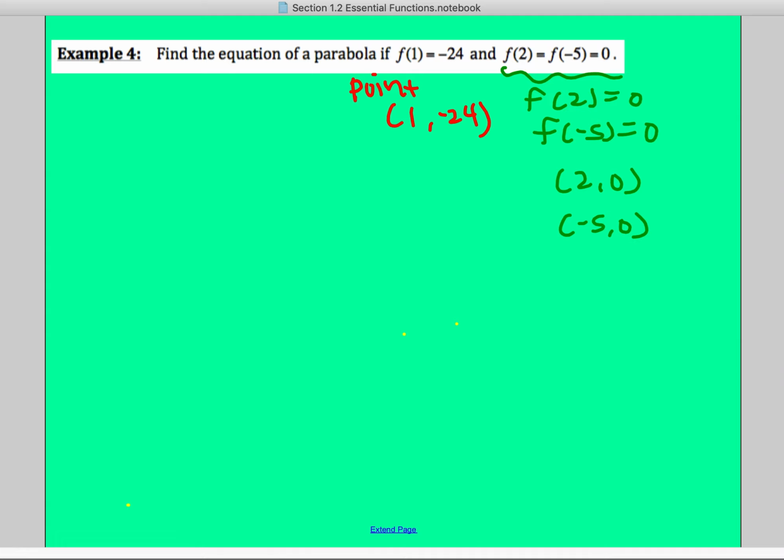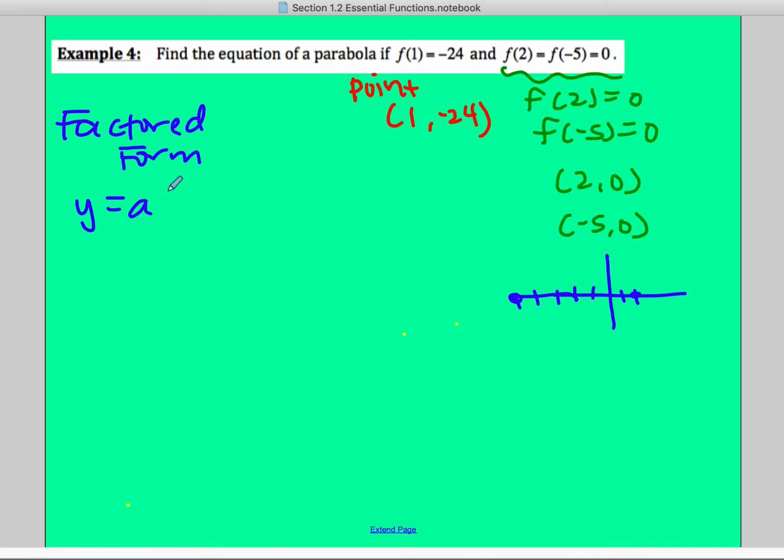Okay, so those zeros are your x-intercepts. These two ordered pairs are actually our x-intercepts. If I plot 2, 0, we're here, and negative 5, 0, all the way over here, those are my x-intercepts, or my zeros. So I'm going to use factored form. So factored form is y equals a, x minus p, and x minus q.